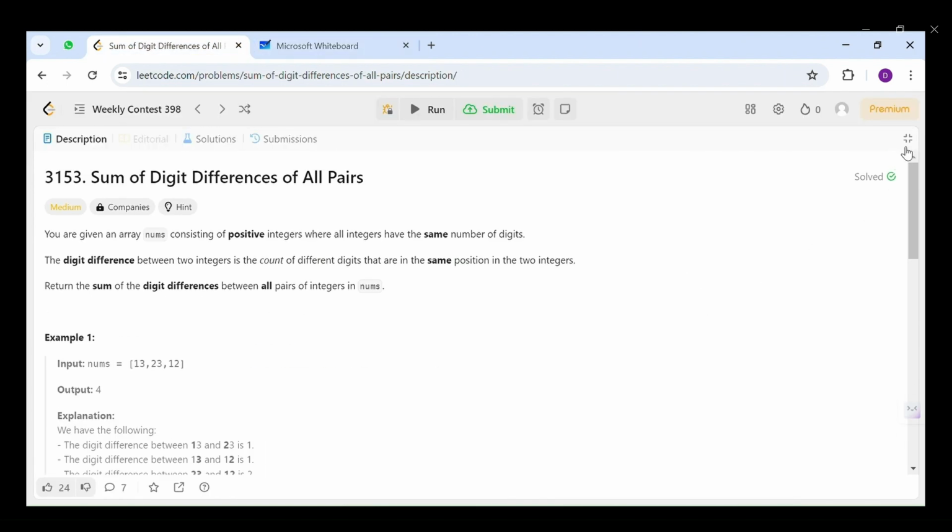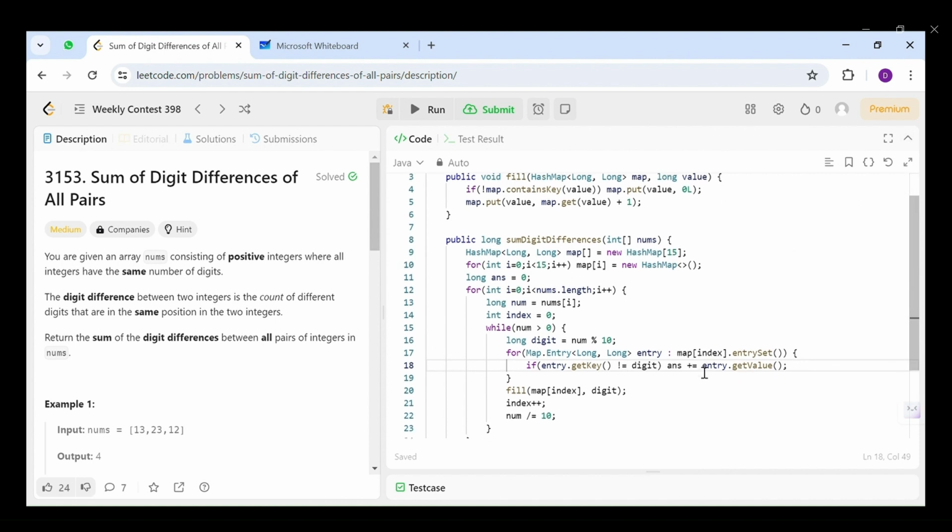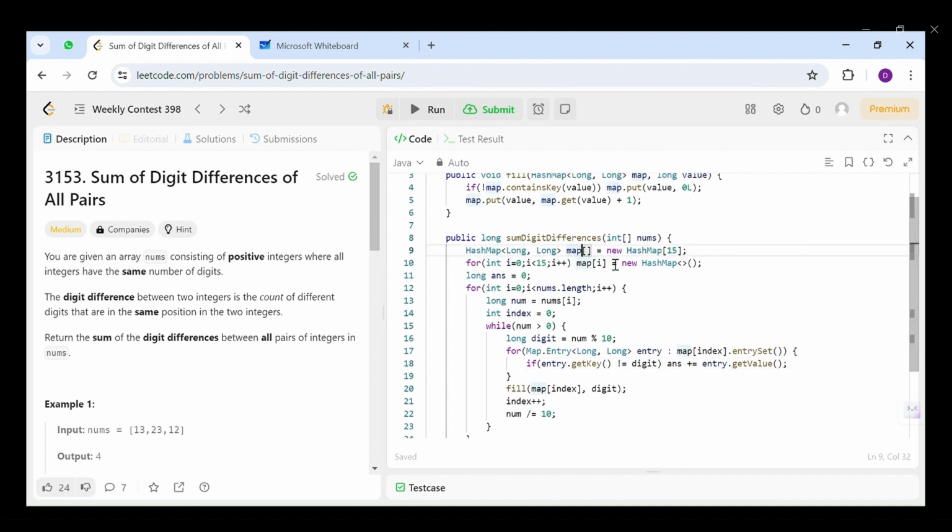Okay, I'll explain the code now. The same logic will work in C++. The Java logic is also simple. I'll explain in an easier way. So I took 15 hash maps just to be sure. You can take 10 as well, it will work.